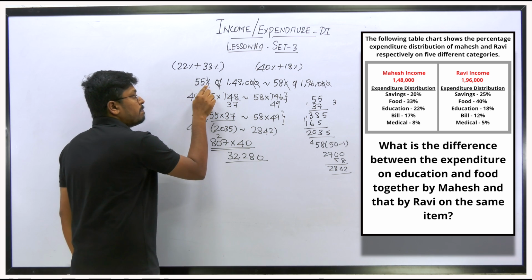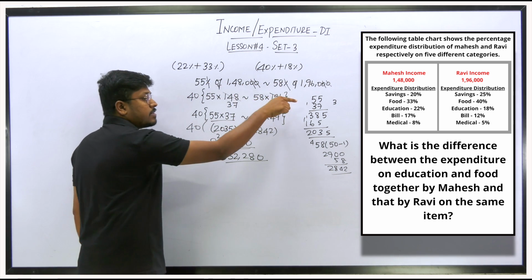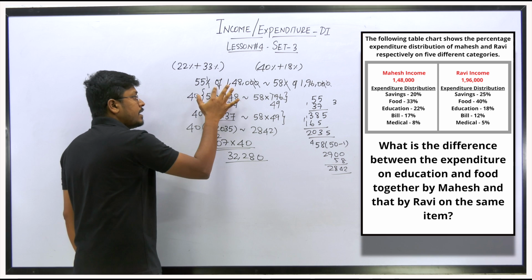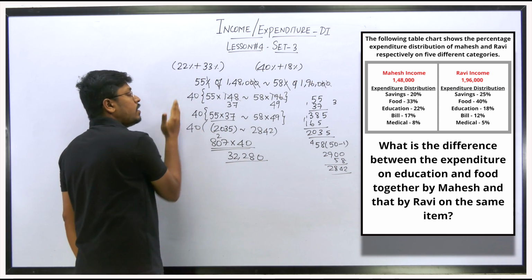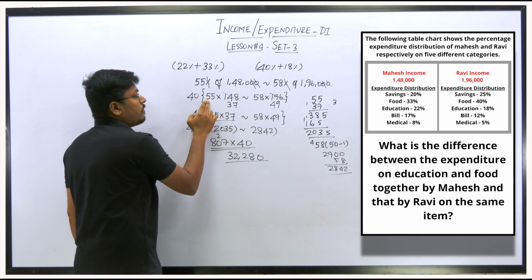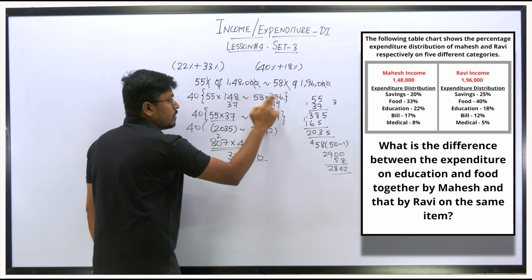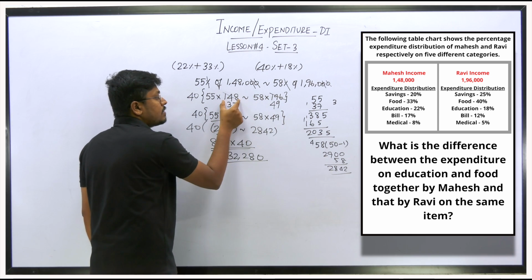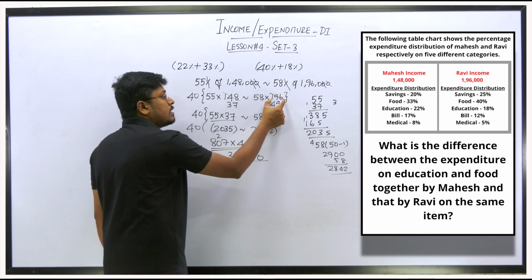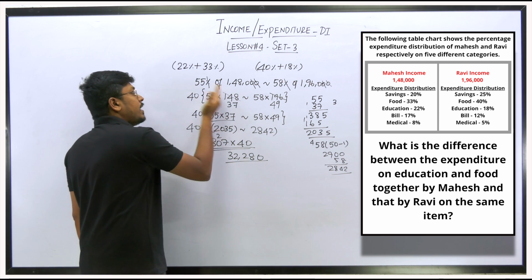Just see here. So percentage 20, I have cancelled it initially. And then left hand side also I have 10, right hand side also I have 10. So I have taken that 0 outside, which is 10. And then 55 into 148, 58 into 196. And then what I did is, in these two numbers, this 3-digit number and this 3-digit number is a multiple of 4. So I have taken 4 outside.